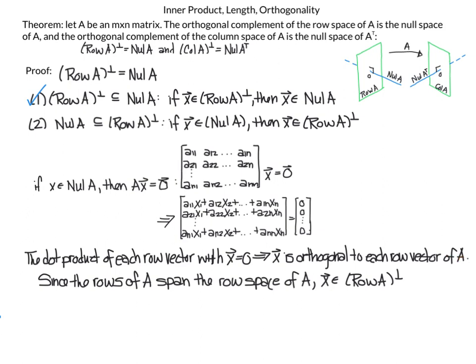Since the rows of A span the row space of A, that means X is in row A perp. So what I've shown is that if X is in the null of A, then X is in row A perp. So that's this second statement here. And since I've shown both the first and second statement, that means I have proven the equality of the two sets.